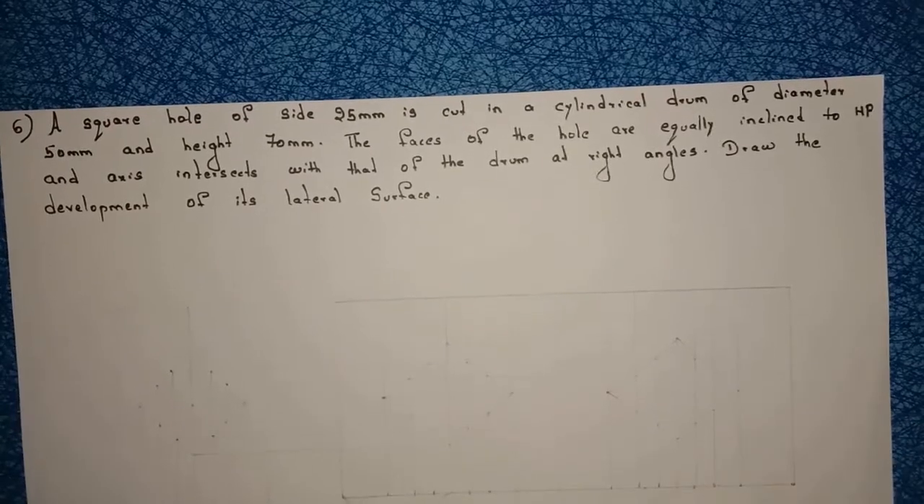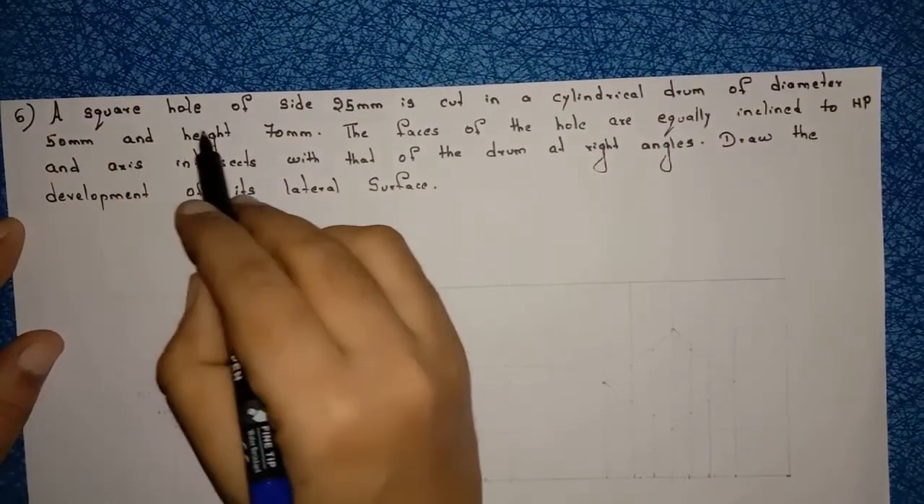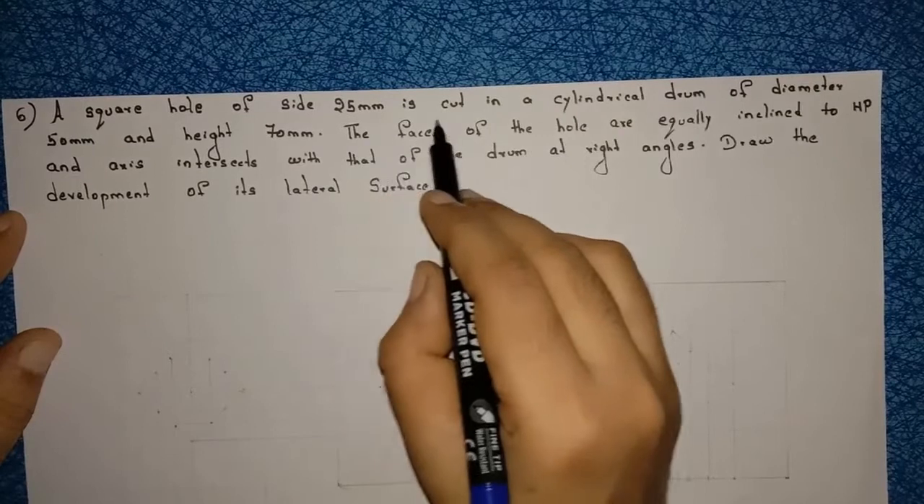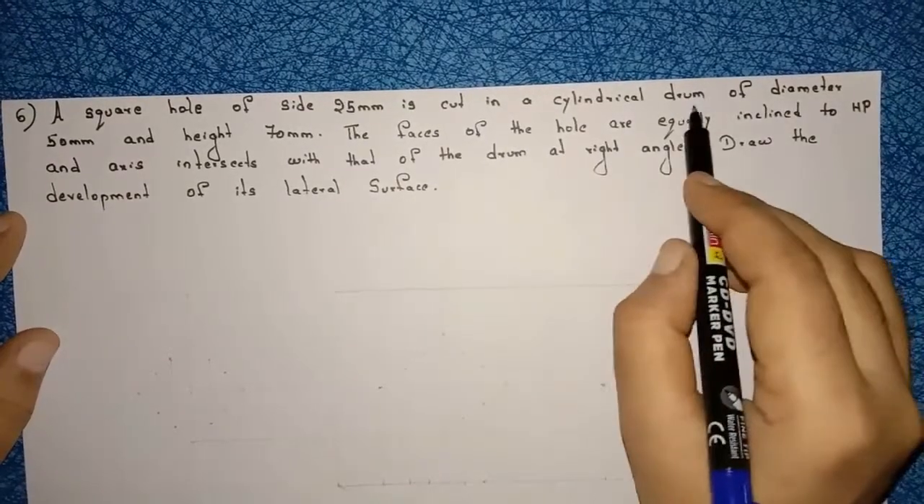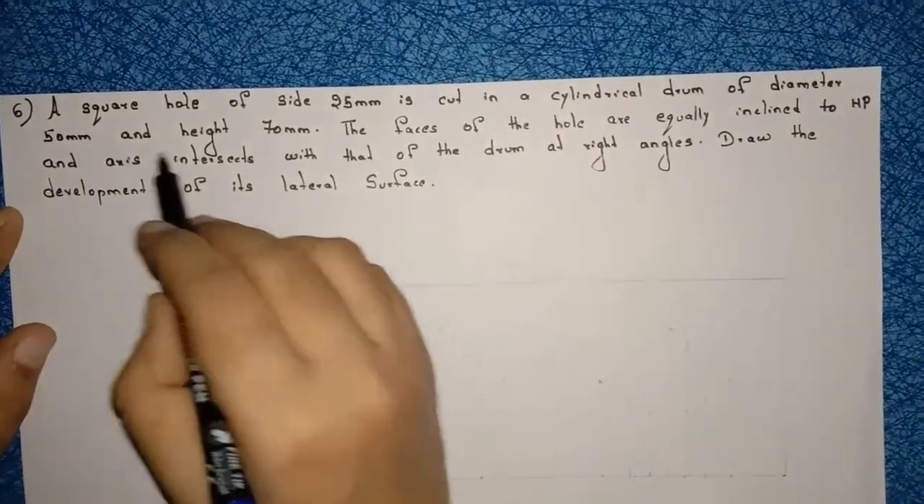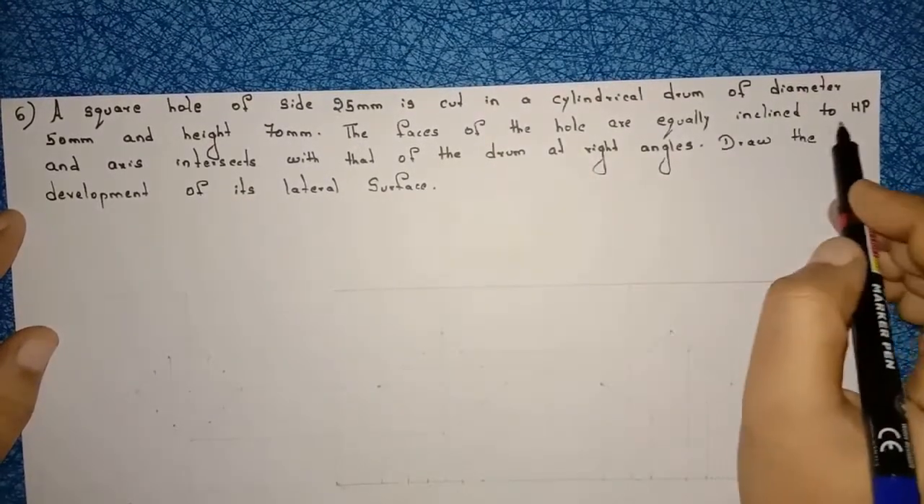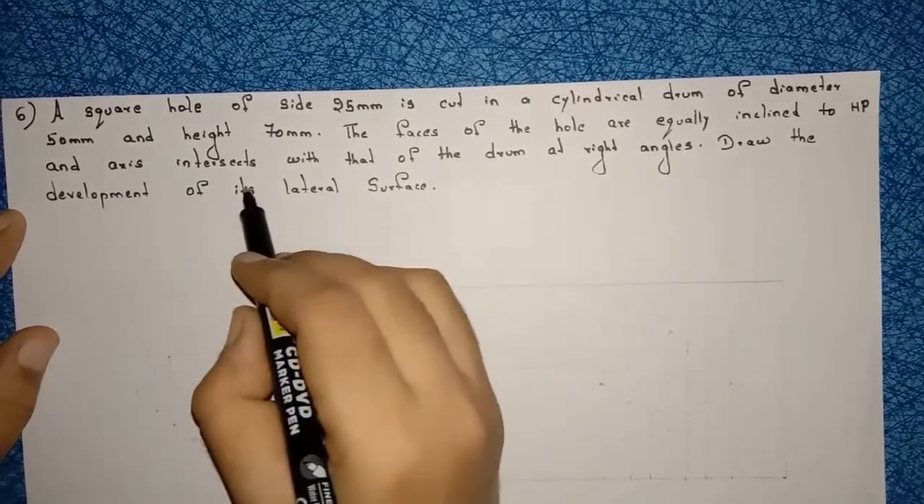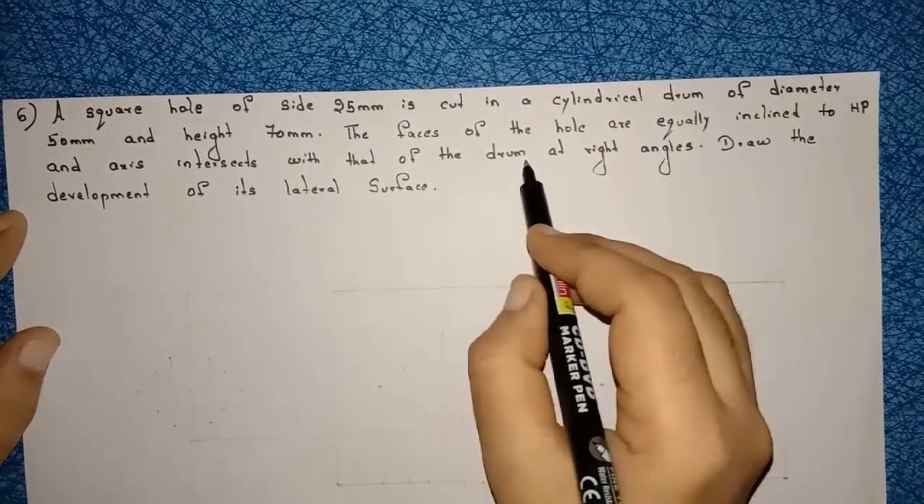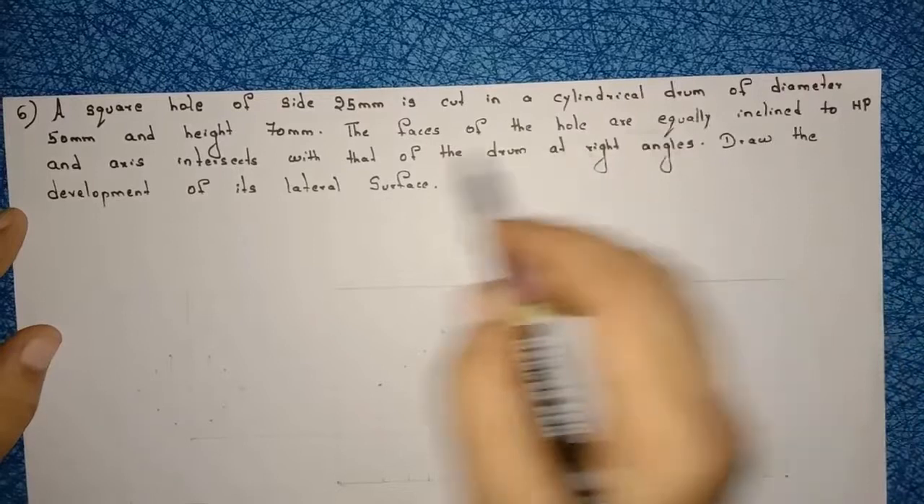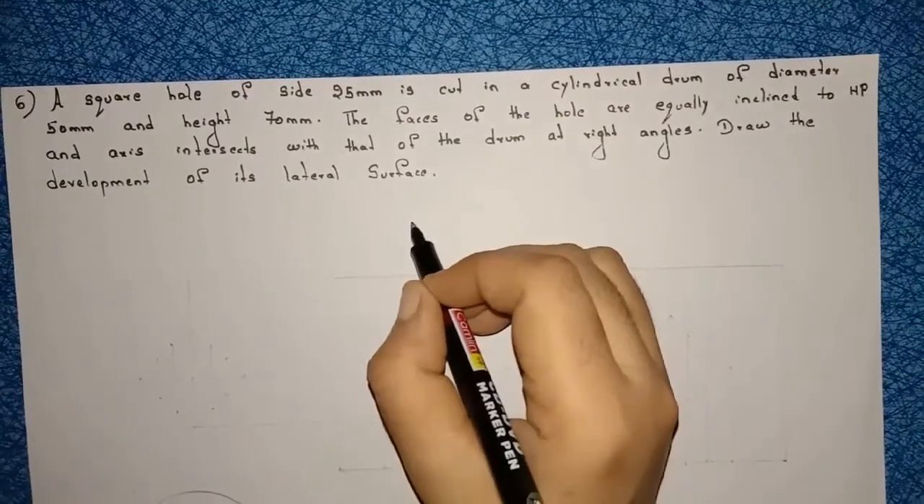Okay, students, so let us see the next problem. A square hole of side 25 mm is cut in a cylindrical drum of diameter 50 mm and height 70 mm. The faces of the hole are equally inclined to HP and axis intersects with that of the drum at right angles. Draw the development of its lateral surface.